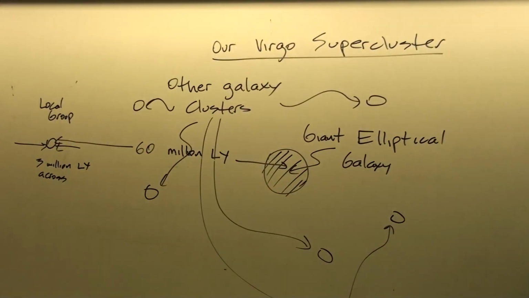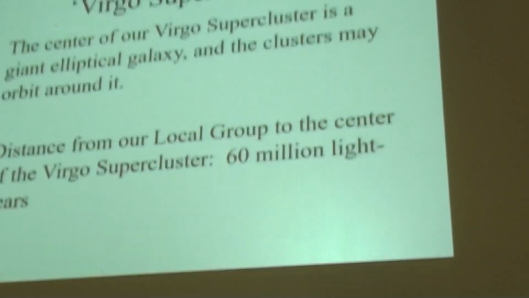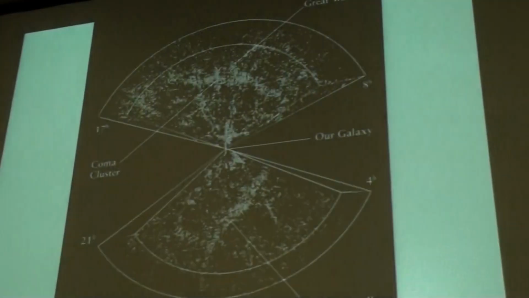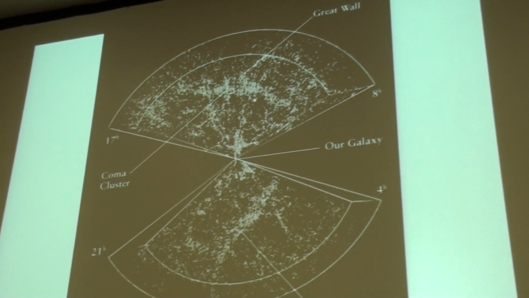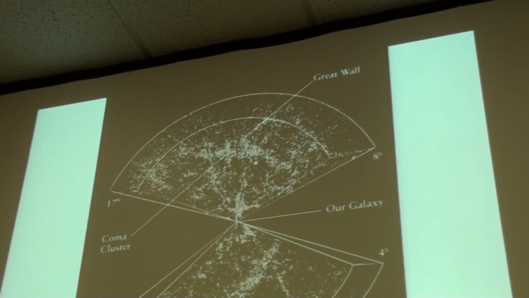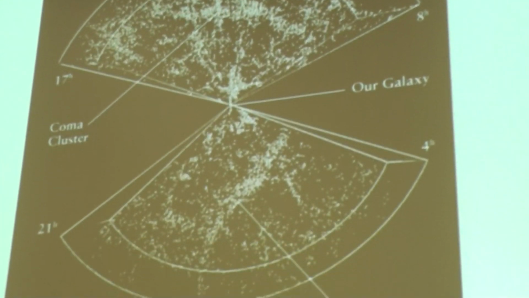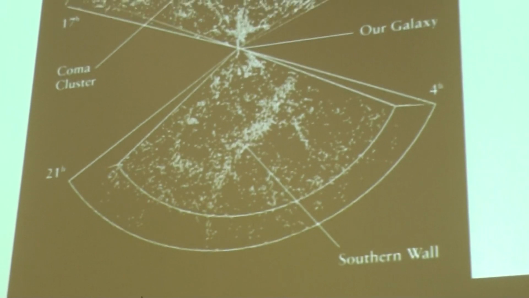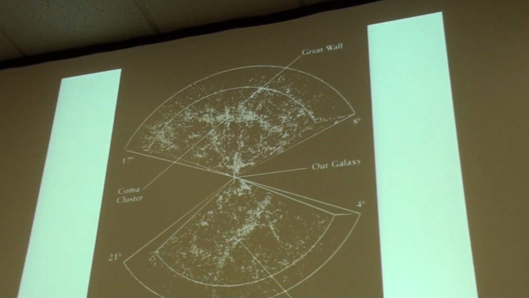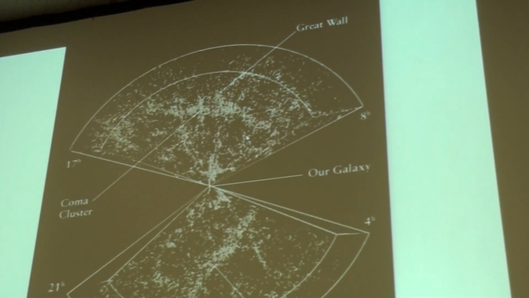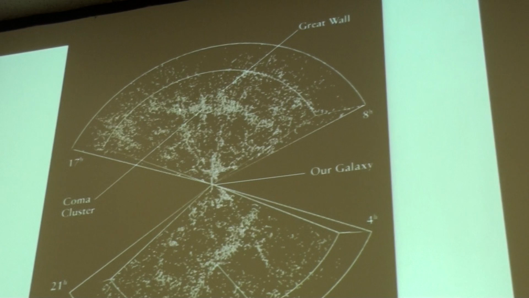And so is that it then? Is that the end of the universe? No. We can see that there are many superclusters. And there's something like 2 trillion galaxies in the universe. So even if a supercluster contained millions of galaxies, there would still have to be a lot of superclusters. And so this is just looking at a tiny slice of the sky where we've been able to count galaxies.